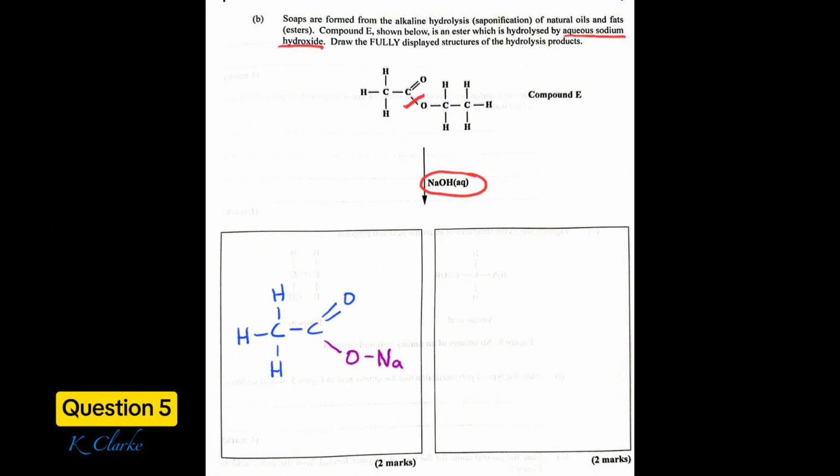There is a single bond between this carbon with oxygen, and the oxygen is bonded to sodium. I placed the oxygen and the sodium in different color because this portion of the molecule comes from the aqueous sodium hydroxide. The other compound formed is ethanol, having 2 carbons, 5 hydrogens, and a hydroxyl group.